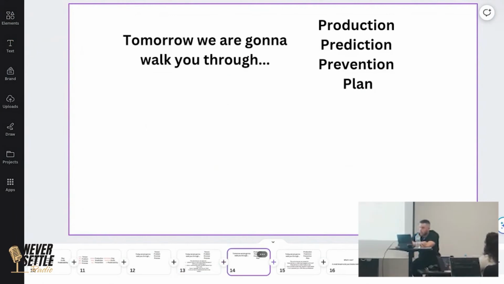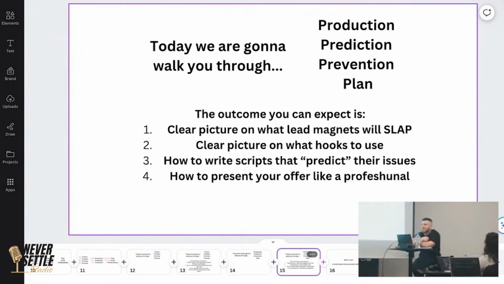And then tomorrow we're going to go through production, prediction, prevention, and plan, which will give you guys an outcome of a clear picture of what lead bag you can use that will slap, a clear picture of what hooks to use, and how to write scripts that can predict their issues in a way that makes it stupid simple to sell to them, and how to present your offer like a professional who already understands the things they're experiencing that are bad for them right now.